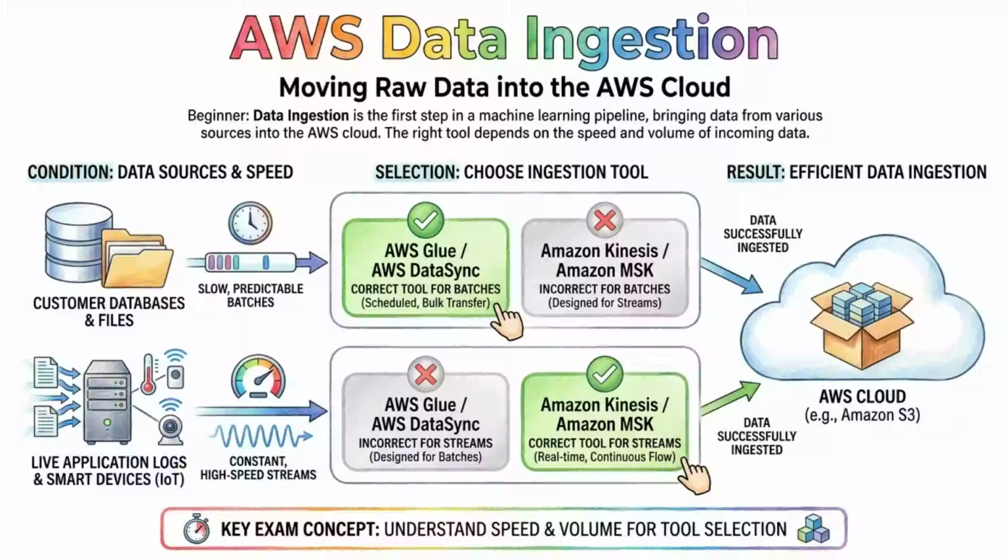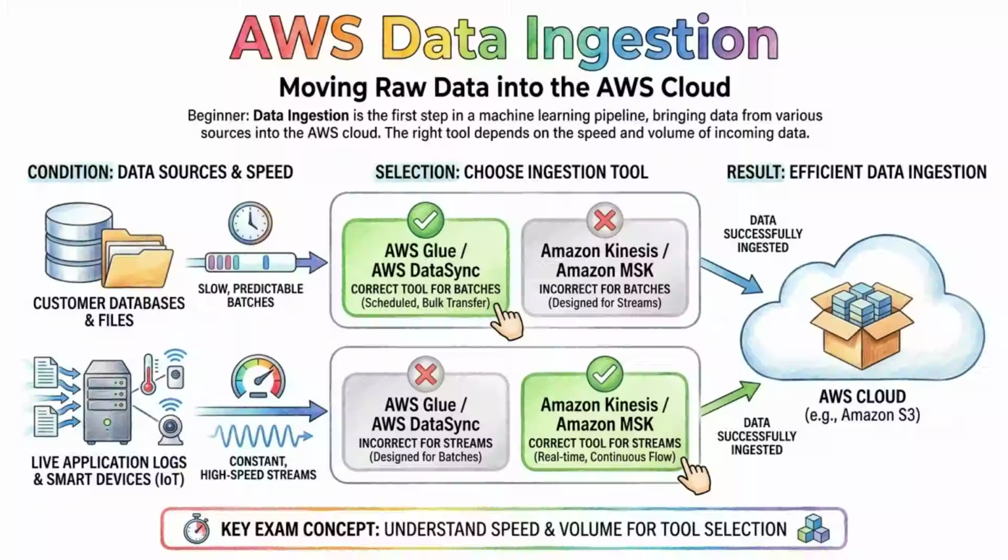The very first step in any machine learning pipeline is data ingestion, which simply means bringing your raw data into the AWS cloud. Data can come from many different sources, such as customer databases, live application logs, or even smart devices connected to the internet.